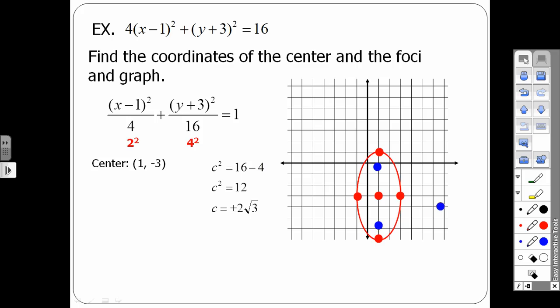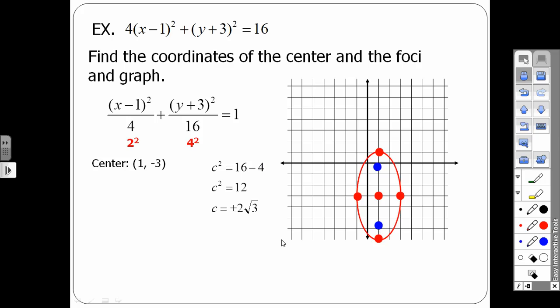I'm not being very accurate. I don't really care because it didn't ask me to graph it, but what that's doing is giving me a reference so I know which one to add and subtract it to. So the x-coordinate of the blue points is going to be the same as the x-coordinate of my center, so it's going to be 1. And then the y-coordinate, what I would be doing to get to here, is I would be going down the 3, so that's the -3, but then I add 2 root 3. Or to get to this focus, I would be going down 3, so -3, and then I'm going to subtract 2 root 3, so a little bit more, to get down there.